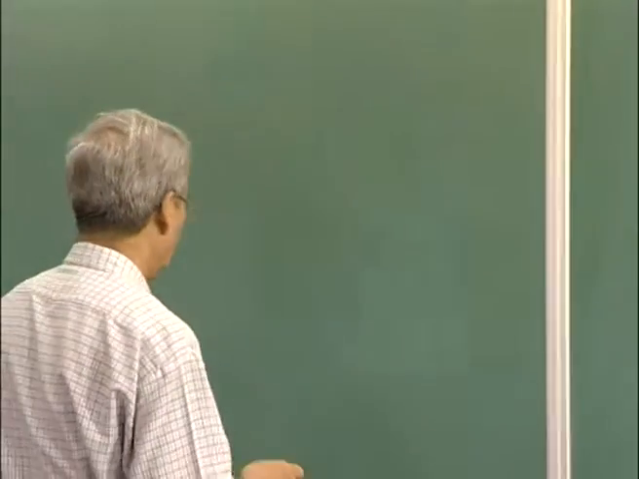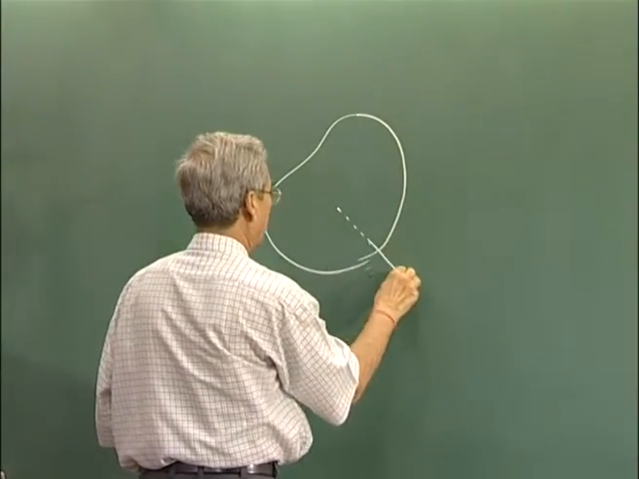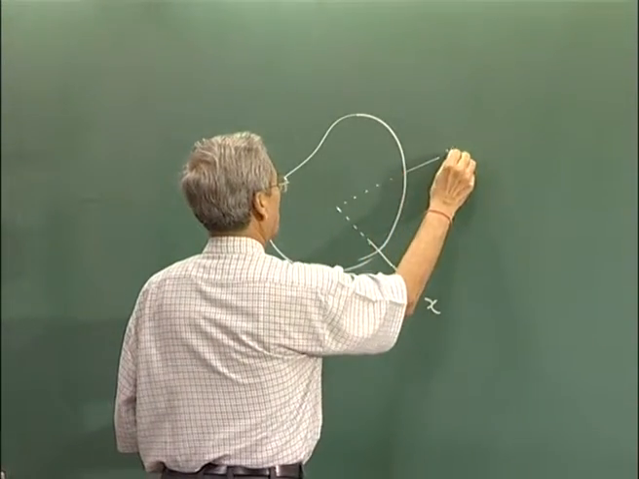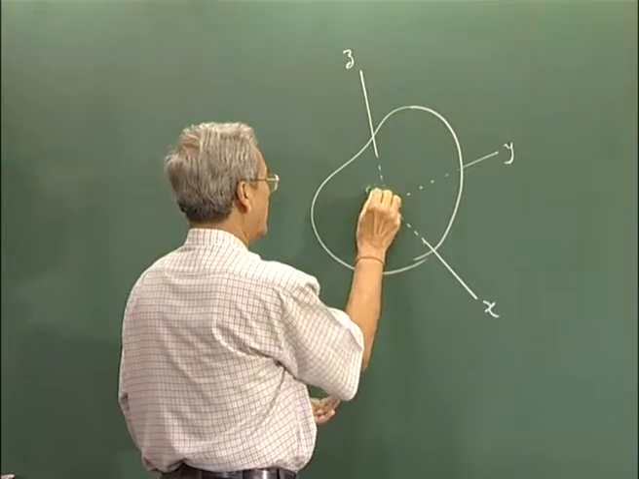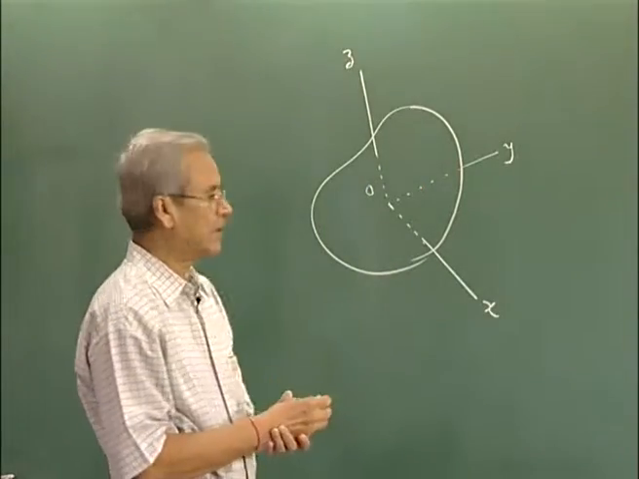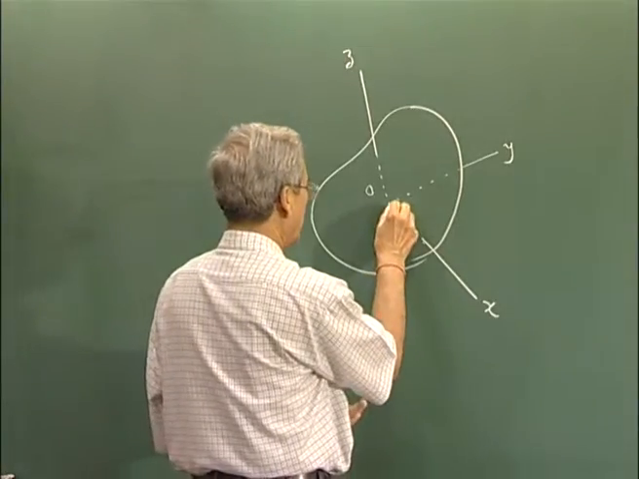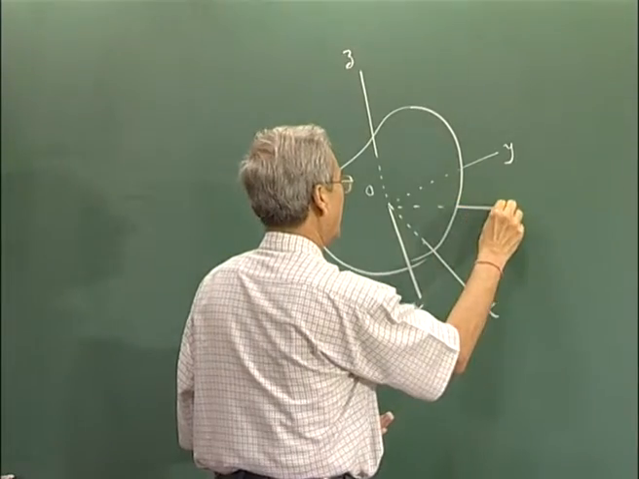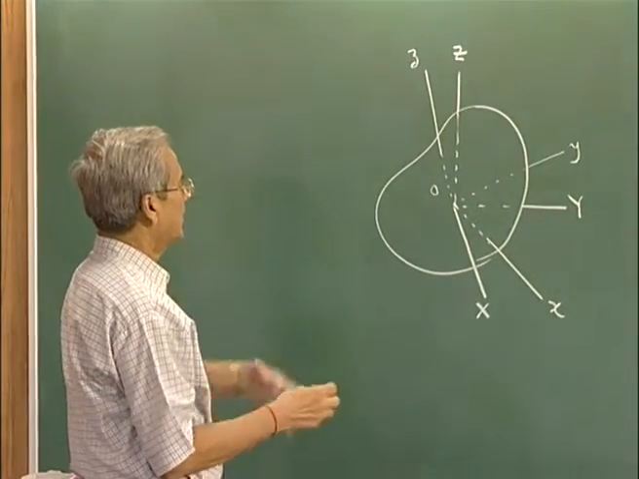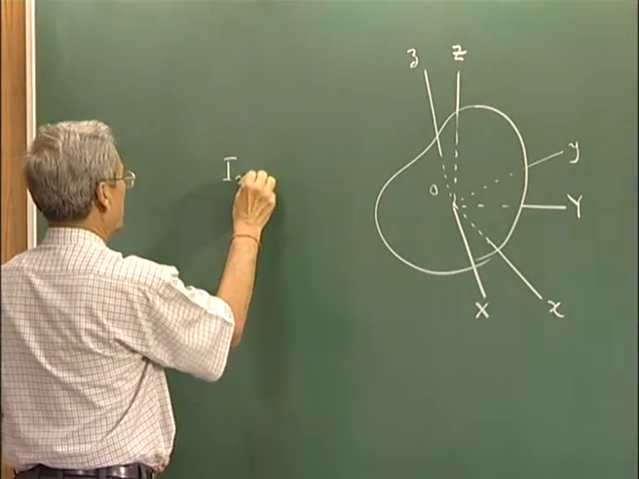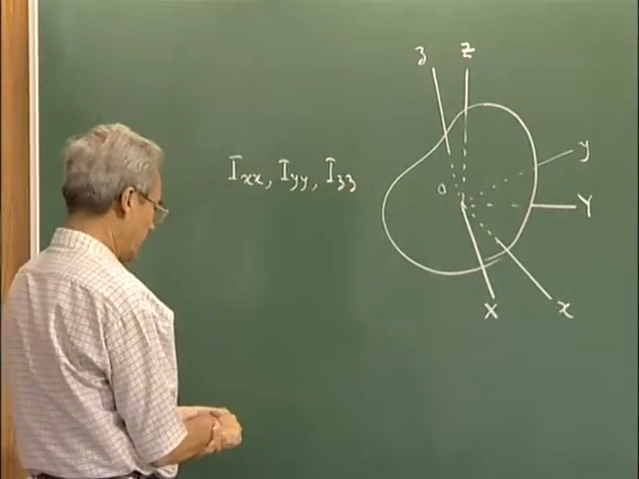What we derived in the last class is that if small x, small y, small z be a set of axes along the directions of the principal axis of this rigid body, so that the products of inertia terms are 0, only the moments of inertia terms are present, then the moments of inertia of this in the various directions are Ixx, Iyy, Izz.